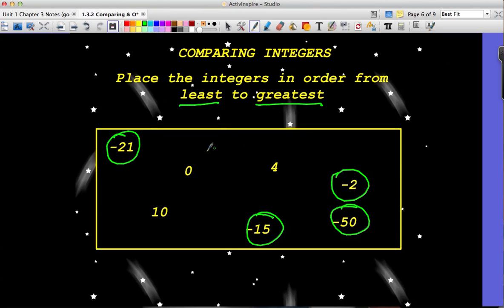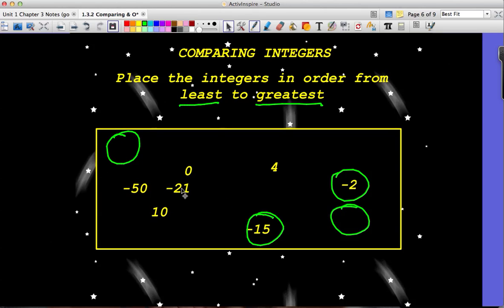So right now I can ignore these three numbers. Remember, the further away from 0 a number is, the smaller it is. So in this case, I have negative 50 and negative 21, negative 15, and negative 2. Because we are in opposite world, just looking at it, this would probably be my largest number if it weren't a negative, but because it is negative, it's actually my smallest number.